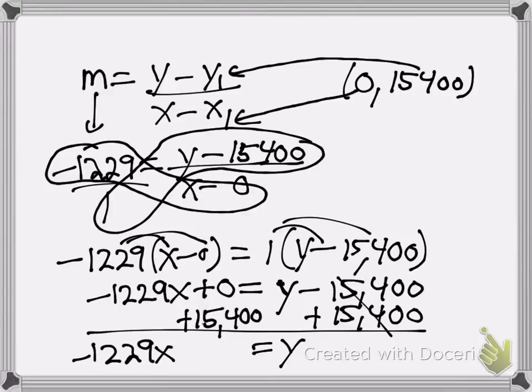It's my first experience. All right, so there's our answer. We're done. That's the cost, in other words. It's negative 1229x plus 15,400. So you could plug in a number of years, like, what about when it's 10 years old? How much is it going to be? You plug in 10, and it would tell you what that car will be worth after 10 years.